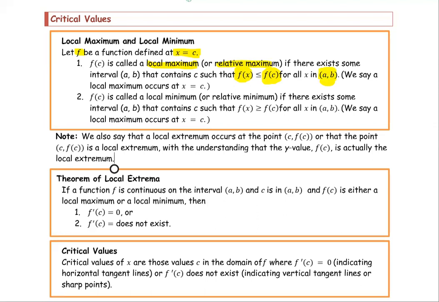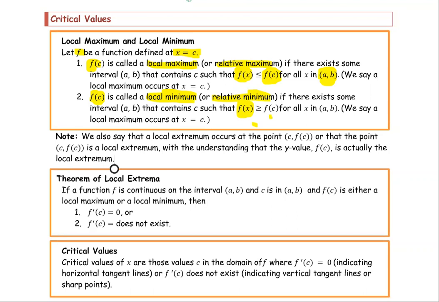And then the second part: f of c, which is the function value at c, is called a local minimum or a relative minimum if there exists some open interval (a, b) that contains c such that all function values are greater than or equal to the function value at c, or f of c is the lowest value within that interval.